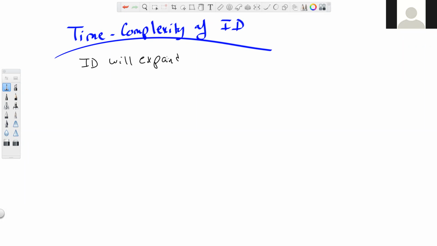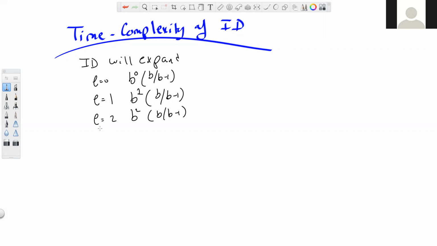in the first iteration, that is when the level is 0, it's going to expand b to the 0, b over b minus 1. Where did you get this term? We wrote this before, because that's the size of the tree. When it's L equals 1, it's going to be b to the 1, b over b minus 1. This is the number of nodes in a tree up to that depth. If it is L equals 2, same thing, b squared, b over b minus 1, and so on. So when you get to the last level that you're going to expand, it's going to be d. So this is going to be b to the d, b over b minus 1.